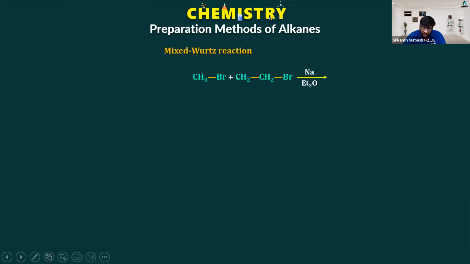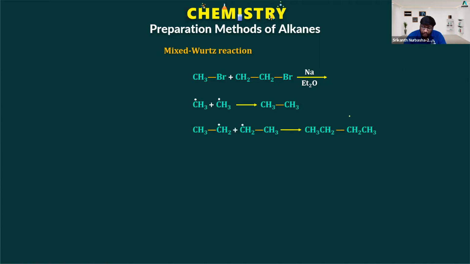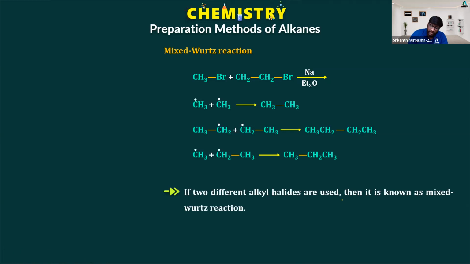Mixed Woods reaction means CH3Br and CH3CH2Br, two different alkyl halides, treated with sodium in the presence of dry ether. What mixture of products can you generate? Methyl radicals can combine to form ethane. Ethyl radicals can combine to form butane. Methyl radical and ethyl radical can combine to form propane. If two different alkyl halides are used, it is known as mixed Woods reaction.